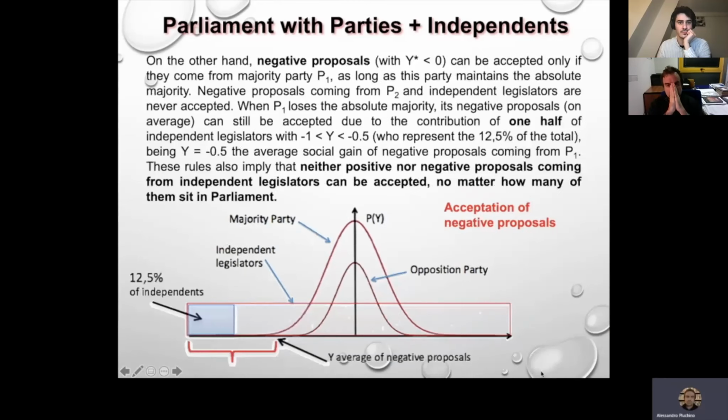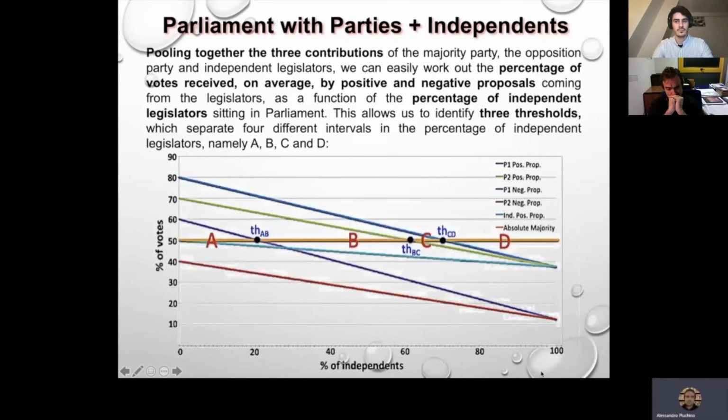Coming to the negative proposals, they can be accepted only if they come from majority party P1, as long as this party maintains the absolute majority. In fact, from the rule of the model, negative proposals coming from P2 cannot be accepted. The same rules also imply that neither positive nor negative proposals coming from independent legislators can be accepted, no matter how many of them sit in parliament. Summarizing all these considerations, we report in the same graph how the percentage of votes received on average by positive and negative proposals decreases as a function of an increasing percentage of independents introduced in the parliament.